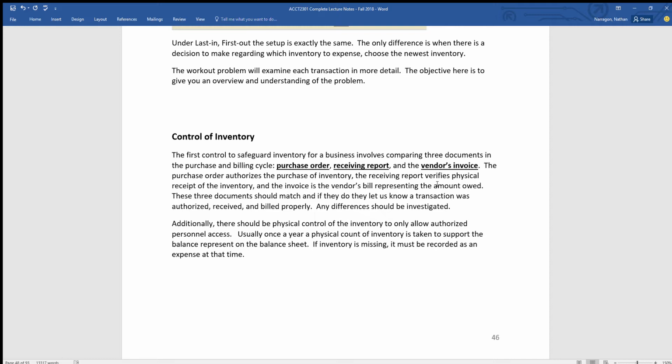We're going to take a physical count of inventory, and it should balance to what's on the balance sheet. If anybody works in retail or any other inventory place, you already know this is probably not going to balance. So if inventory is missing, it must be recorded as an expense at the time of a physical count. So basically we're going to adjust inventory and make it an expense.